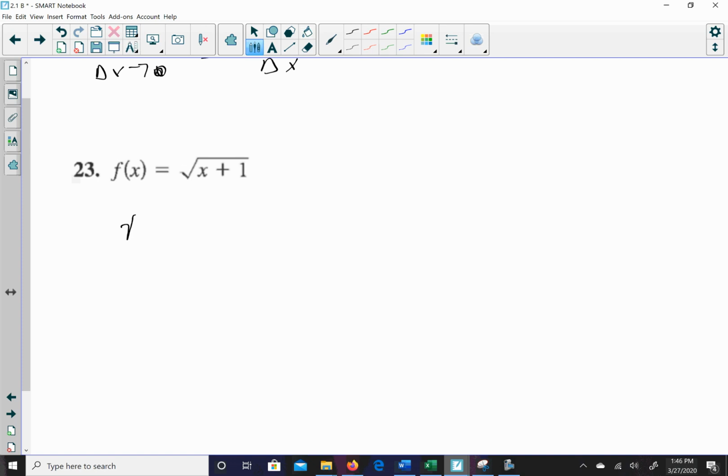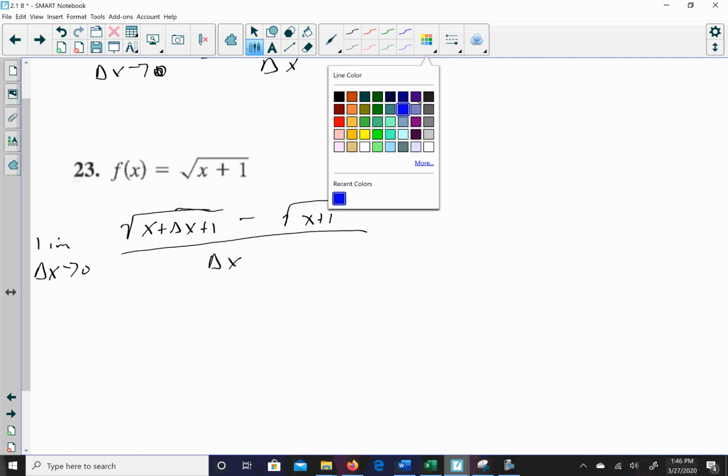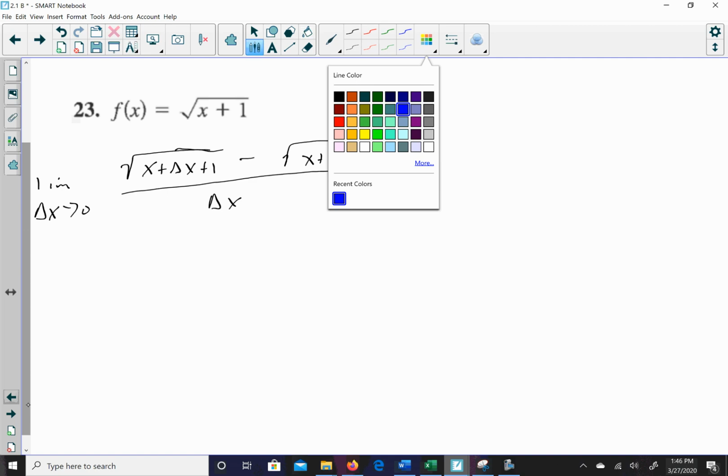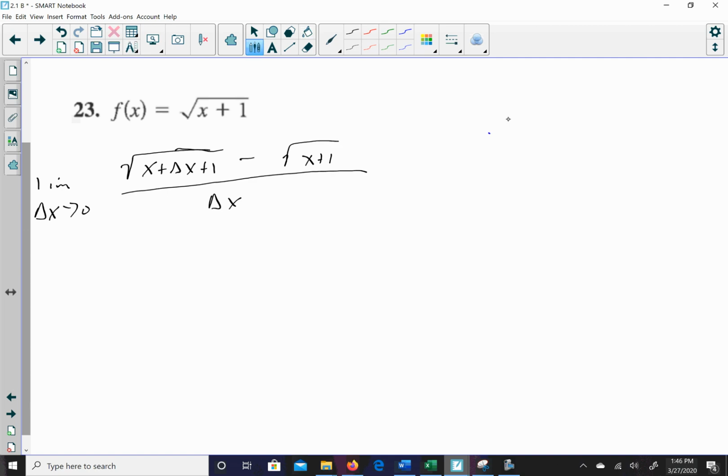So I'm going to have the square root of x plus delta x plus 1, that's all underneath the square root sign, minus the square root of x plus 1. And this is all going to be over delta x. And the limit definition means that I'm taking the limit as that delta x approaches 0. Remember, it's taking the secant line, making those points closer and closer together to actually make it a tangent line. So in order to do this, if I substitute in 0, I would get 0 out of 0, which tells me that I can do something to simplify it.